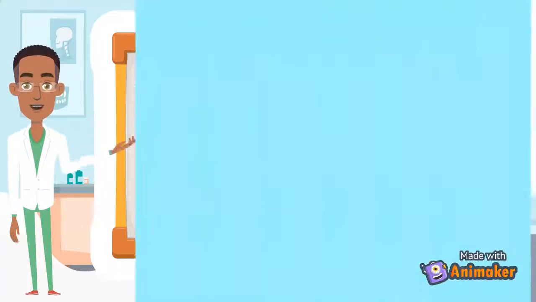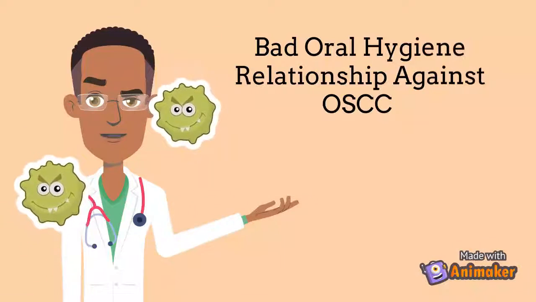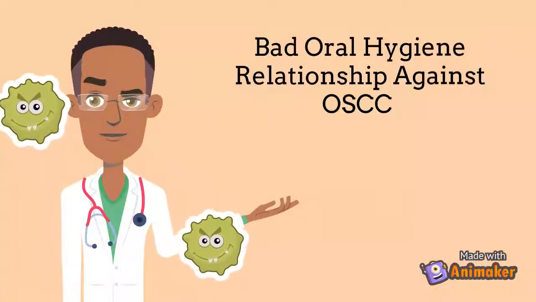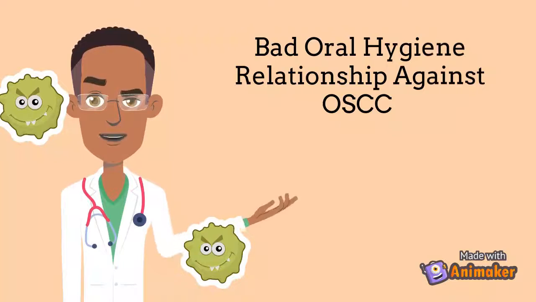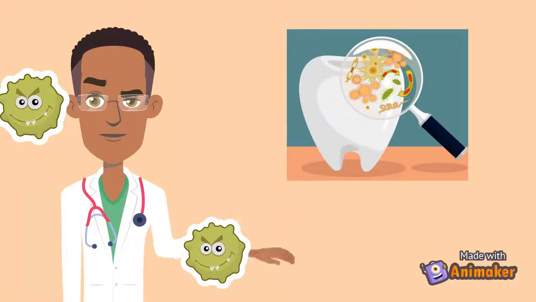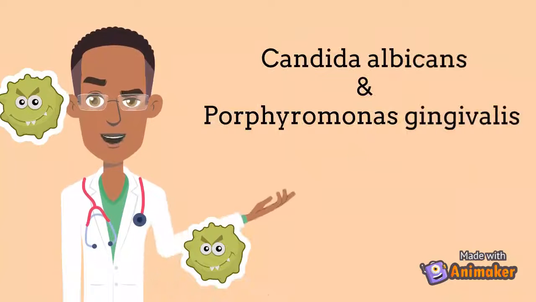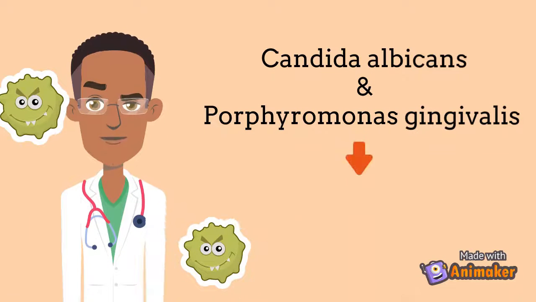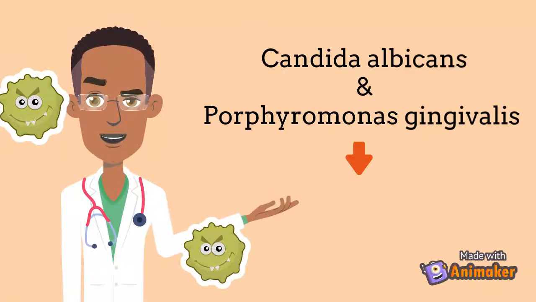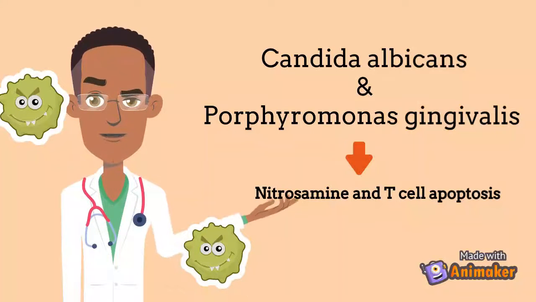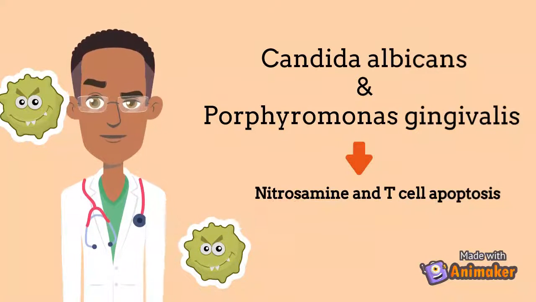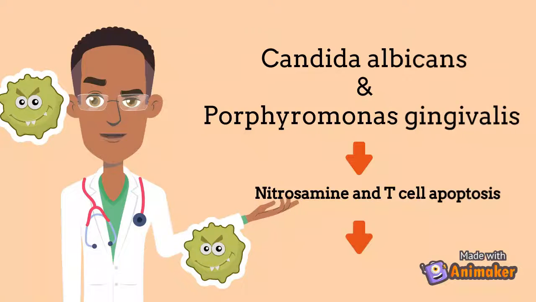The relationship between bad oral hygiene and OSCC. An oral cavity with poor oral hygiene can cause opportunistic infection. Some of the bacteria that play a role are Candida albicans and Porphyromonas gingivalis. Candida albicans in immunocompromised individuals can form nitrosamines that can cause oral cancer. Porphyromonas gingivalis can activate matrix metalloproteinase and T-cell apoptosis, thus helping in the formation of oral cancer.